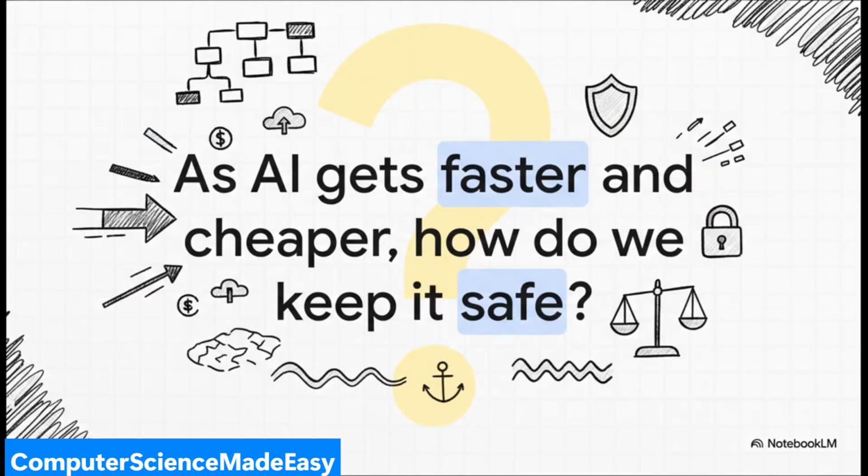And that really is the big question I want to leave you with. We all want AI that's fast, cheap, and available to everyone. But as we race down that road, how do we make sure it also stays truthful? How do we ensure it stays safe? What kind of guardrails do we need?